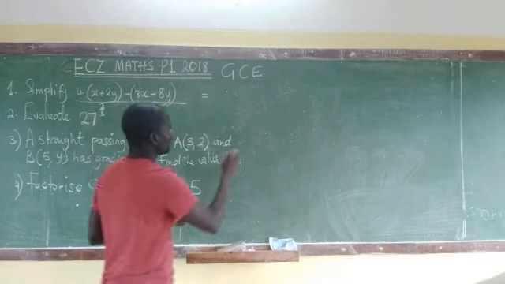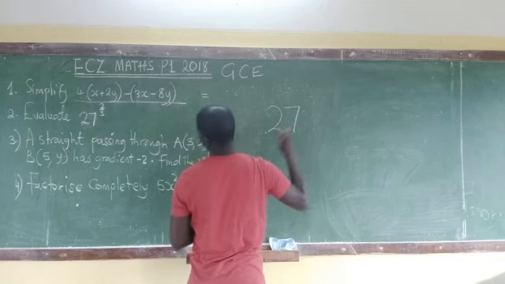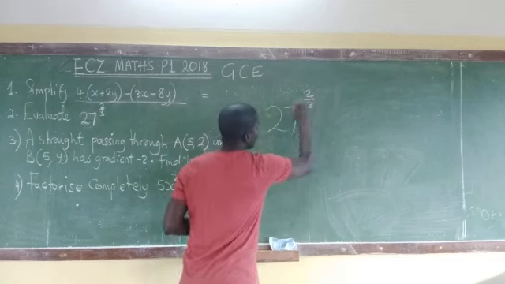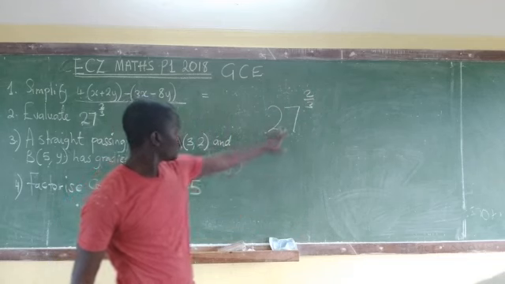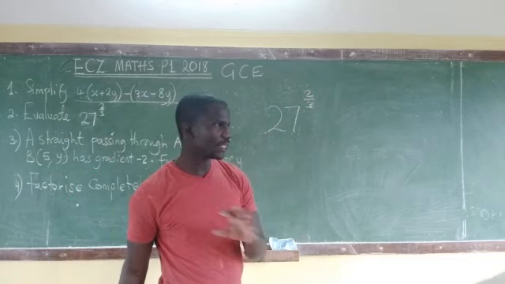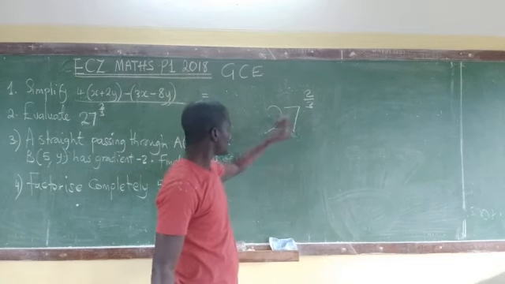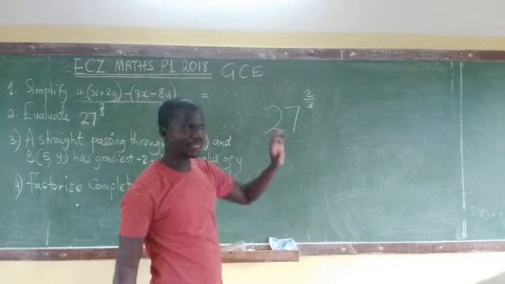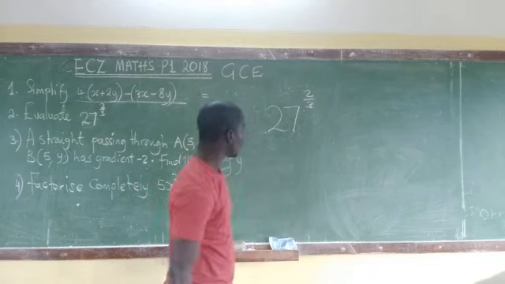Evaluate. What are we evaluating? 27 to the power of 2 over 3. Okay? So here, look at the index that we have. It's a fraction. So we need to find the cube root. The cube root of 27. Then this one, the continuing index.